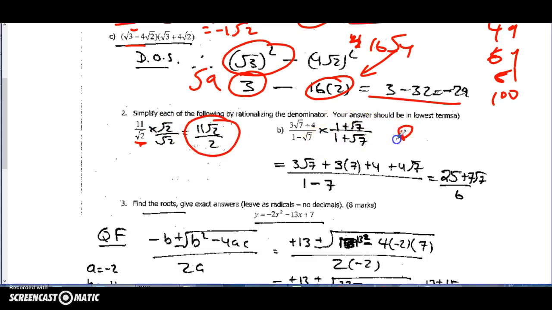Here, what you're going to use is the power of difference of squares to get rid of the root signs. So I have 1 minus root 7, I'm going to go 1 plus root 7. That'll clean up and get rid of all the roots, and you end up with this here.